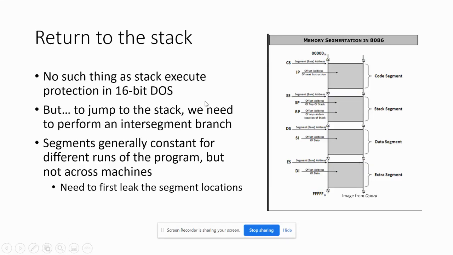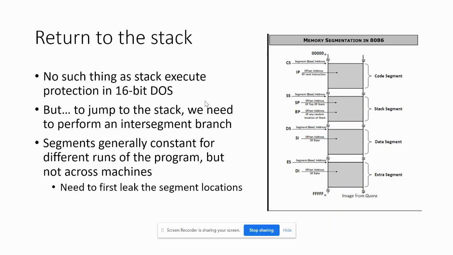What we want to do, obviously, is write shellcode. Well, actually, this may not be obvious, but what we're going to try is to write shellcode. Unfortunately, there's no such thing as stack protection in 16-bit DOS. In other words, we can jump to anywhere in memory that we desire, right? It's not even just a matter of whether the stack itself is executable. We can jump anywhere we want.